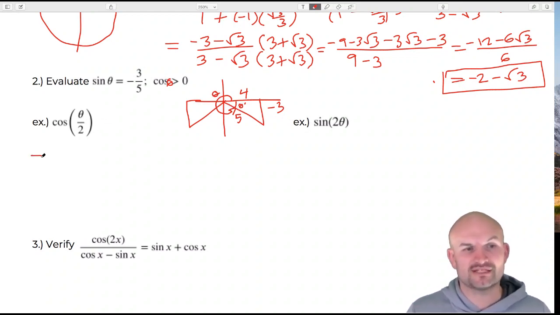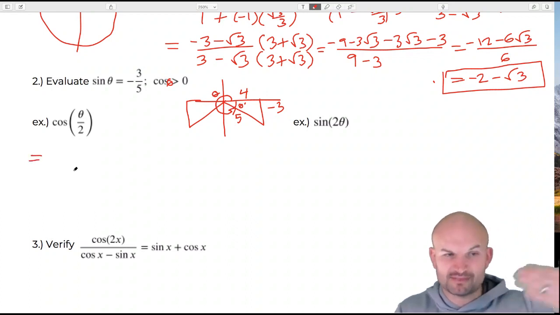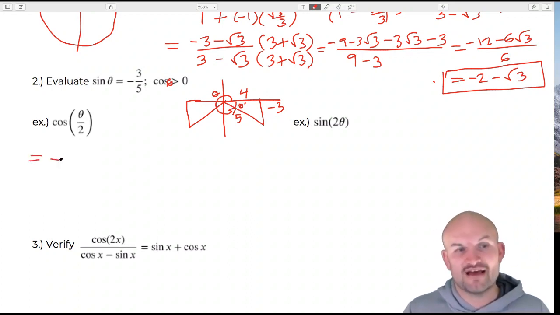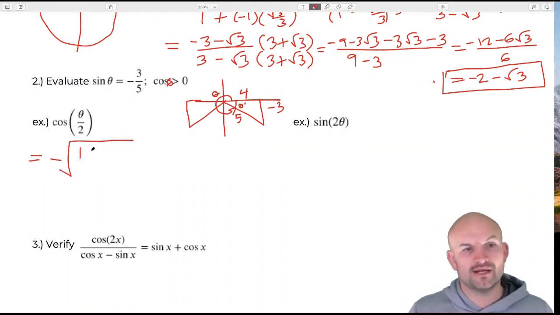So when I go ahead and plug this in, if you look at the formula, it's plus or minus. In this case, our half angle is in the second quadrant, or will be in the second quadrant. So we're going to use the negative version. And that's going to be 1 plus cosine of theta, which is cosine is going to be adjacent over hypotenuse.